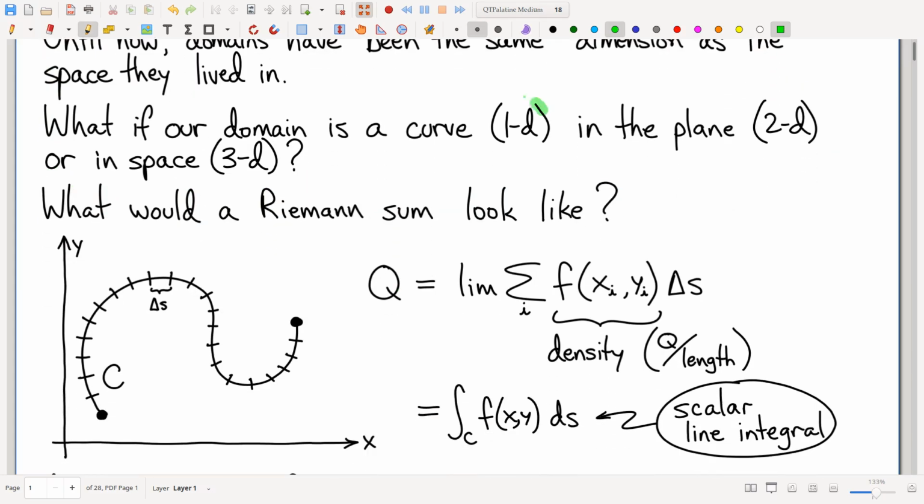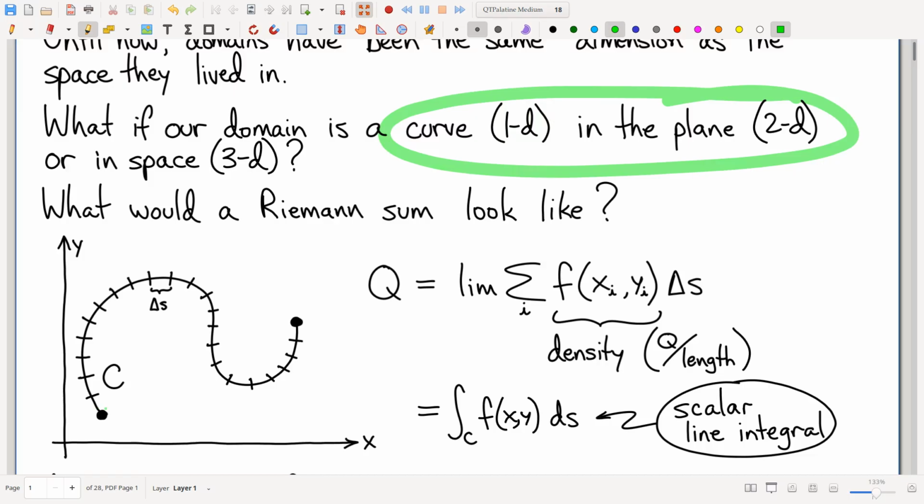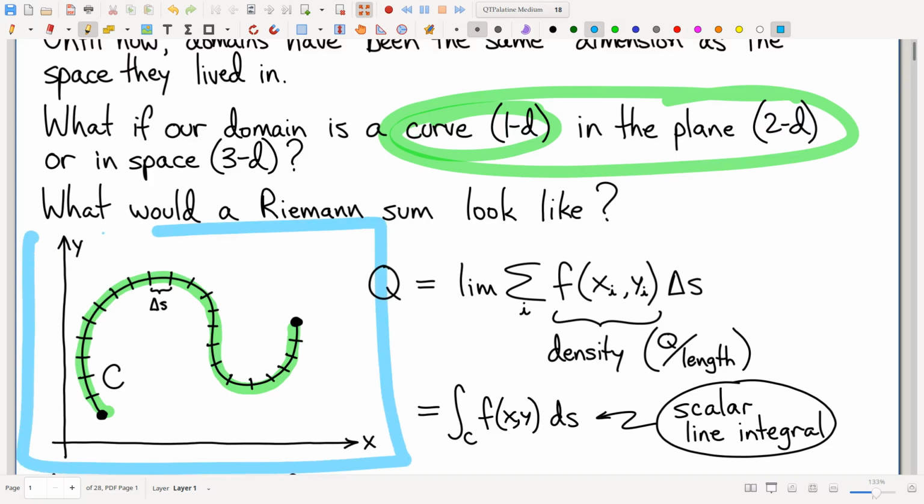So, for example, let's think about a curve. Let's do it like this, a curve in the plane. So here's an example of a curve, and it is in the two-dimensional xy plane. And can I do an integral on that domain? And if so, what on earth does that mean? And how in the world am I going to compute that?